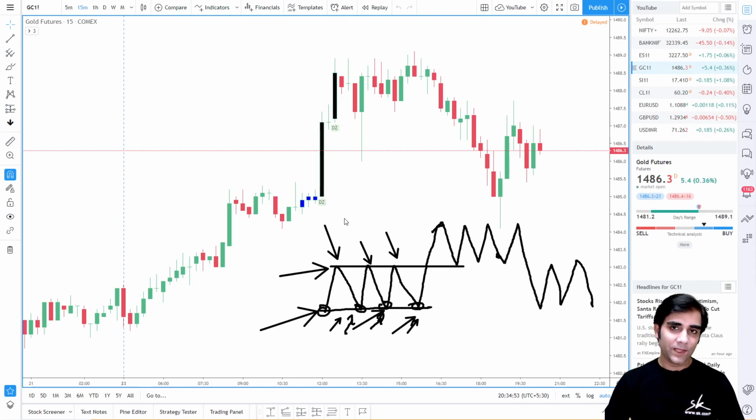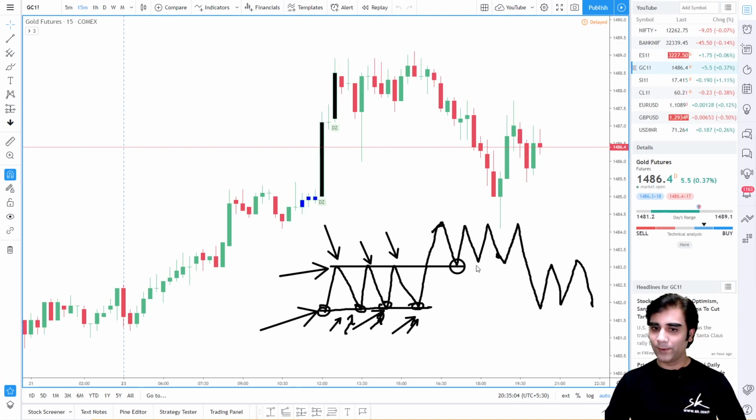Now what they also believe is that once this area of resistance gets violated, it should start acting like support, right? And you will see that happening very frequently. You can see that this is where it probably acted like support, prices moved up, again acted like support, prices moved up, again acted like support.